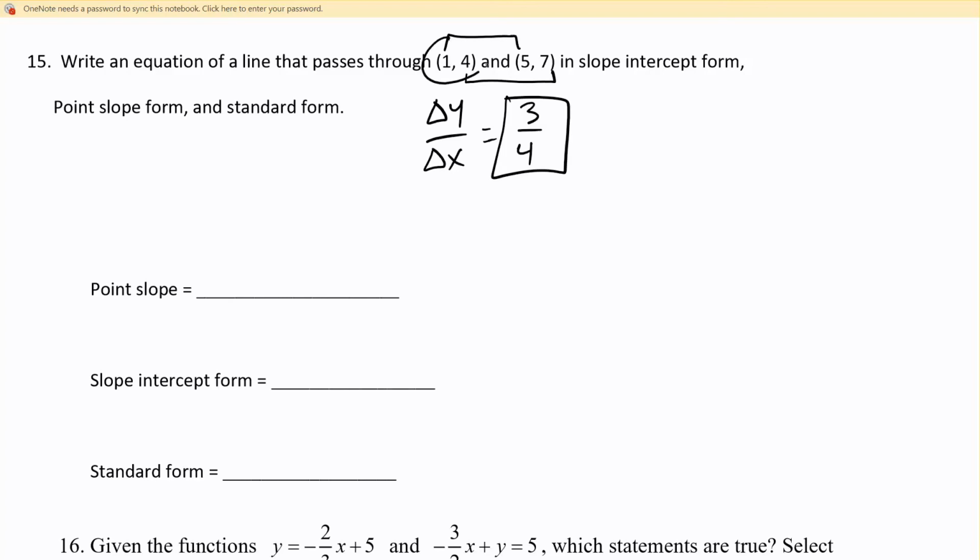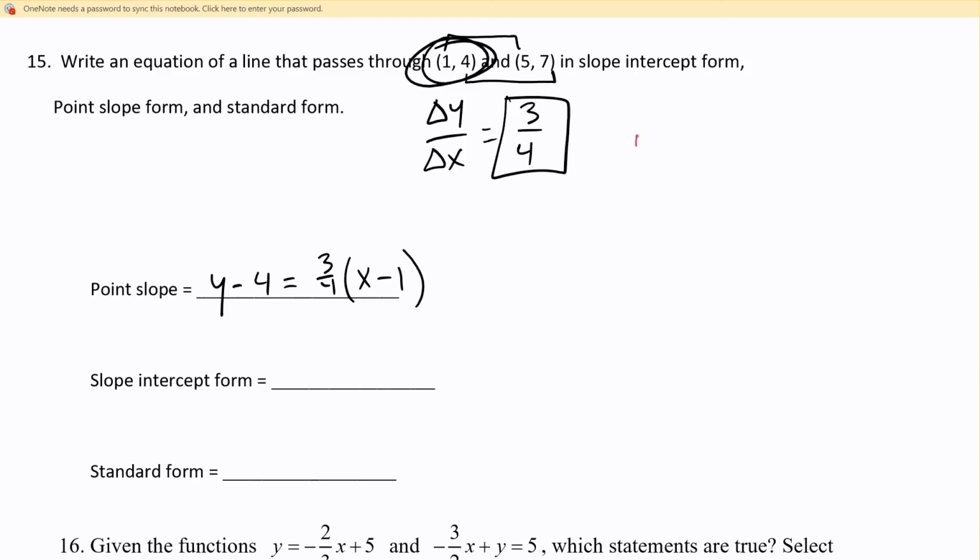We can put it in point-slope form. We'll use this first point. So y minus 4 equals 3/4 times x minus 1. We're just plugging in our values of x and 1 and our slope. Now we're going to change this to slope-intercept form.